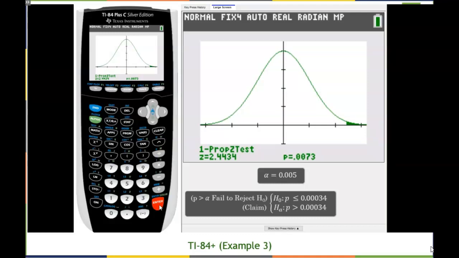So we'll have to make meaning with this number. It's not enough to get the number. We have to translate that number into a result and a conclusion. So the conclusion would be there is not enough evidence to support the claim that cell phone users develop brain cancer at a greater rate than non-cell phone users.